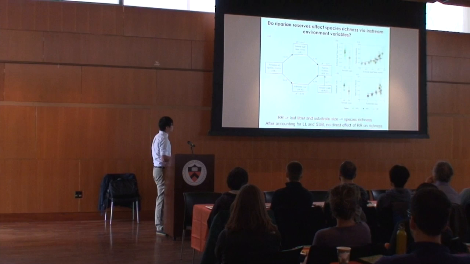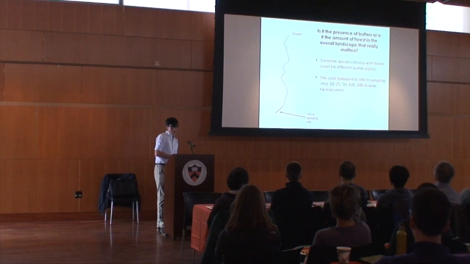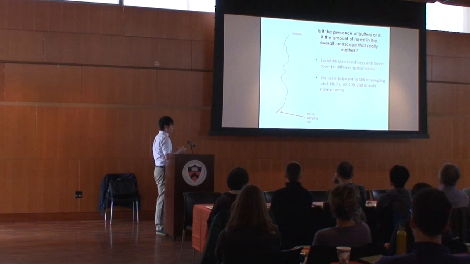So next, we want to ask, is it the presence of buffers or is it the amount of forest in the overall landscape that really matters? We know that we have forest that's pretty close to the stream, but we also have forest that's further away. We want to find out the landscape effects of such forest. So the strategy is to correlate species richness with forest cover at different spatial scales.